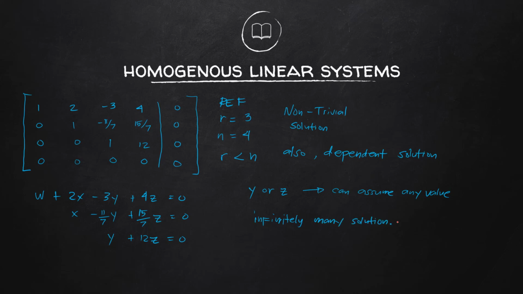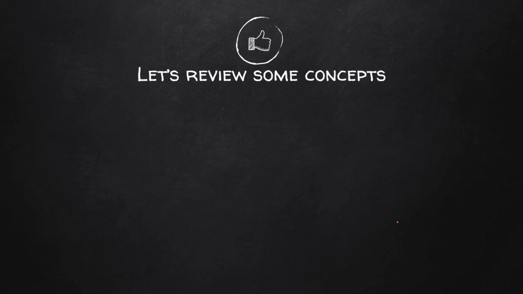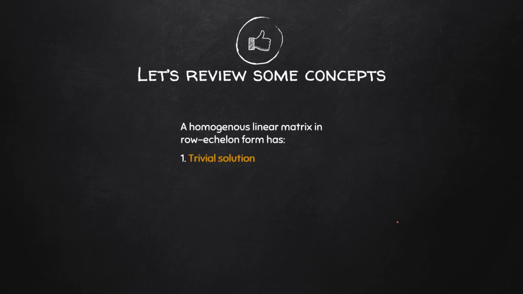So let's review the concepts that were discussed in this video. A homogeneous linear system in its row echelon form has 2 kinds of solutions. The first is a trivial solution, or zero solution, if r is equal to n, and it can have a non-trivial solution, or a non-zero solution, if r is less than n.